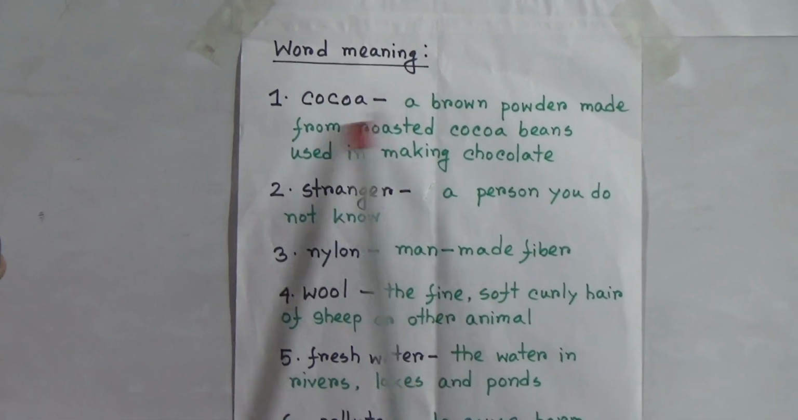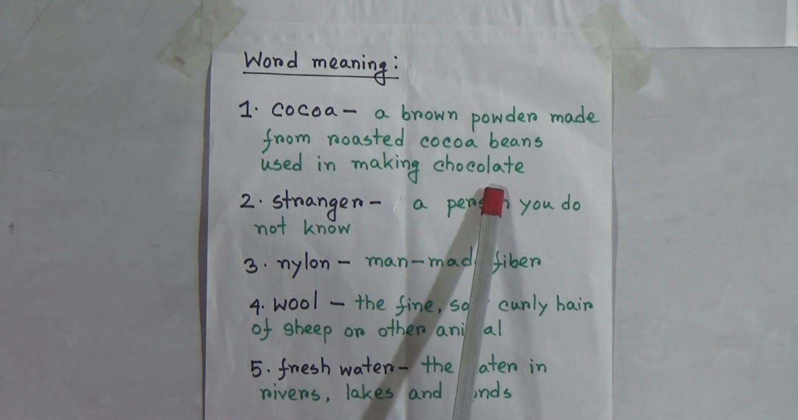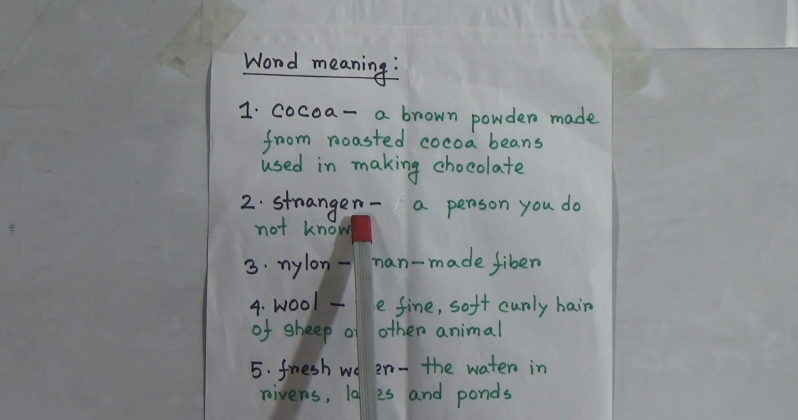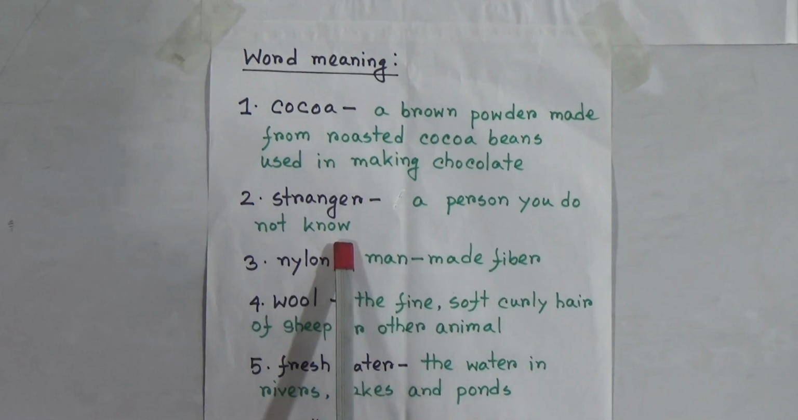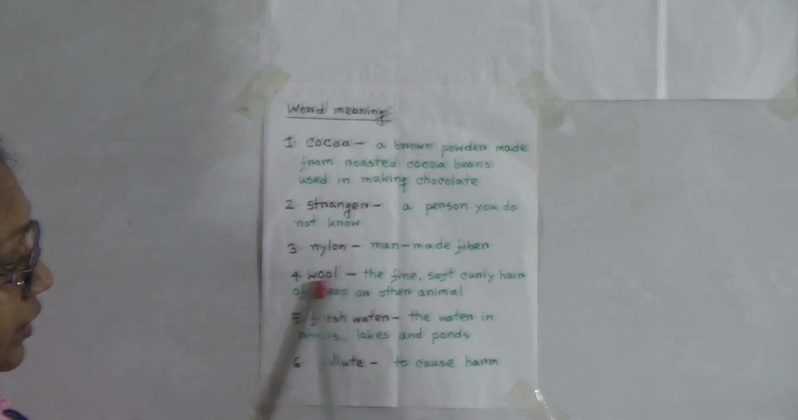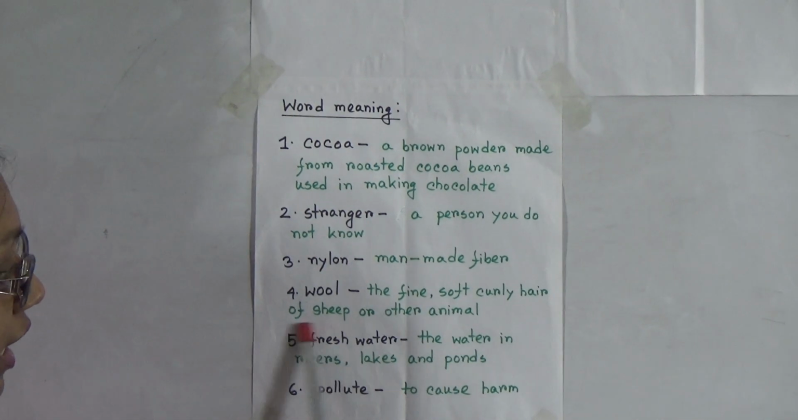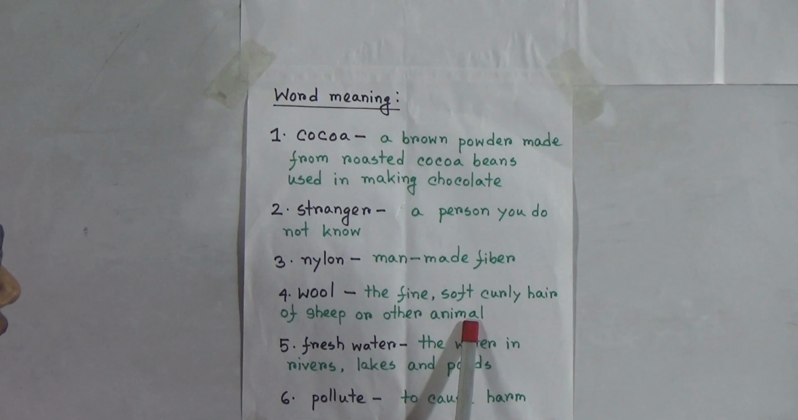Number 1, cocoa, a brown powder made from roasted cocoa beans used in making chocolates. Number 2, stranger, a person you do not know. Number 3, nylon, man-made fiber. Number 4, wool, the fine, soft, curly hair of a sheep or other animal.